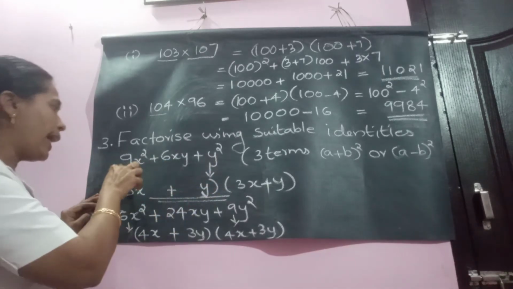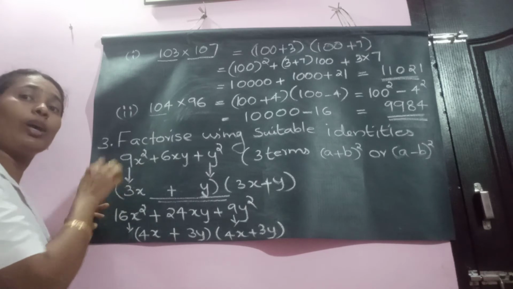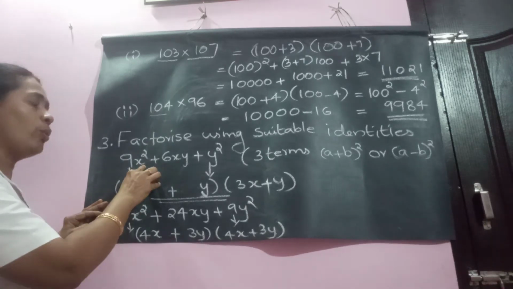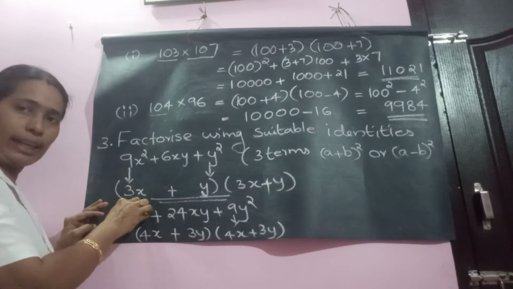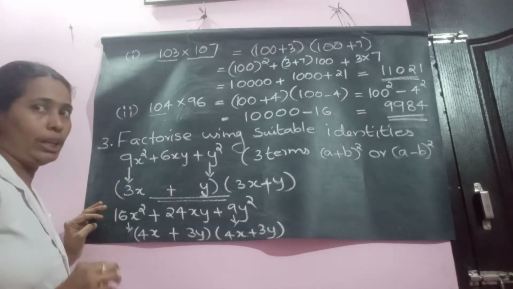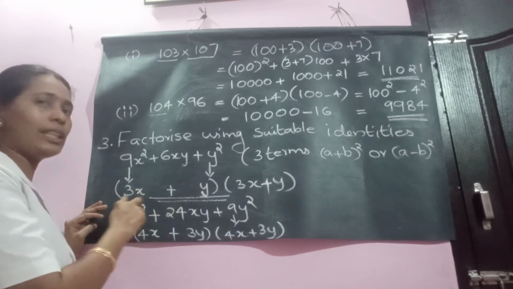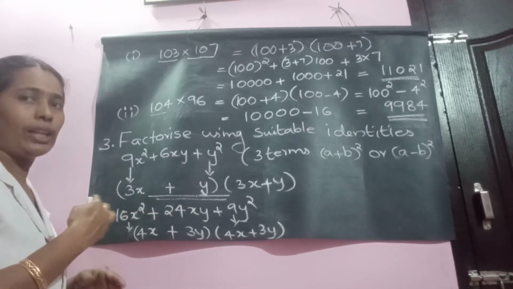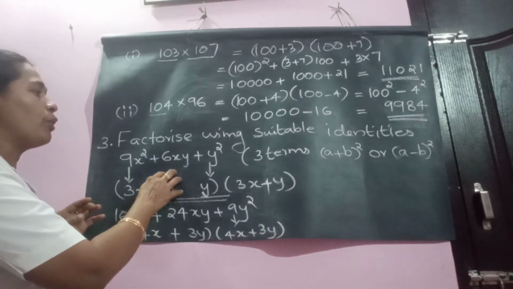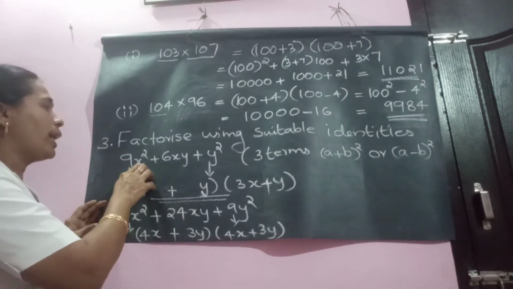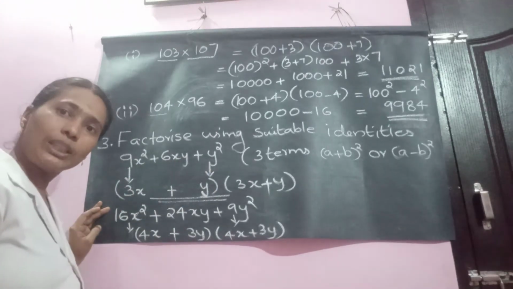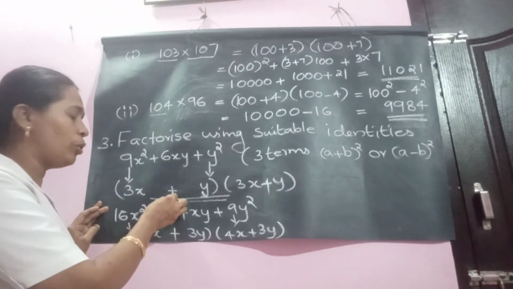After finding they are perfect squares, find the square roots of the two. In 9x², what is the square root of 9? It is 3. What is the square root of x²? It is x. Similarly, the square root of y² is y only. Then think about the connecting sign, whether it is plus or minus. For connecting these two, look at the signs given in the question. All the signs are positive.